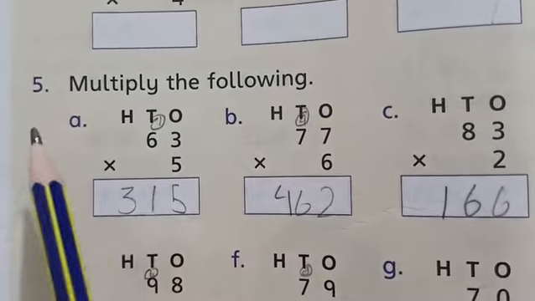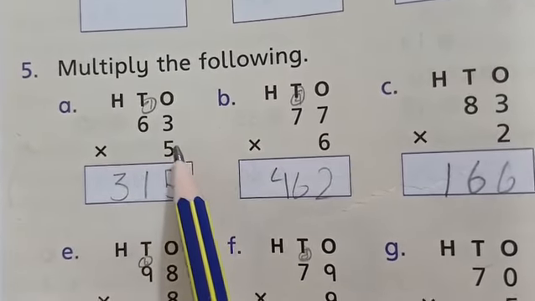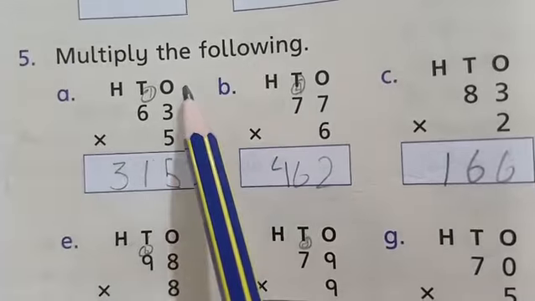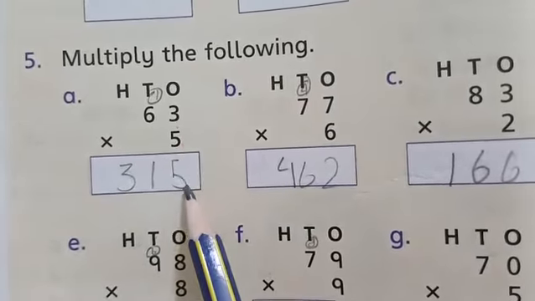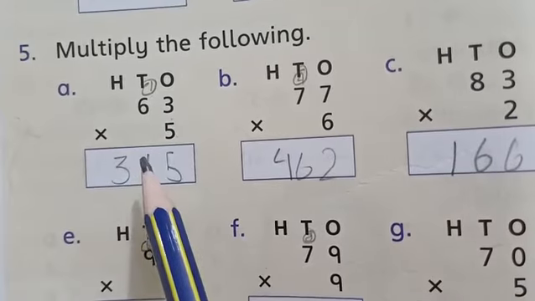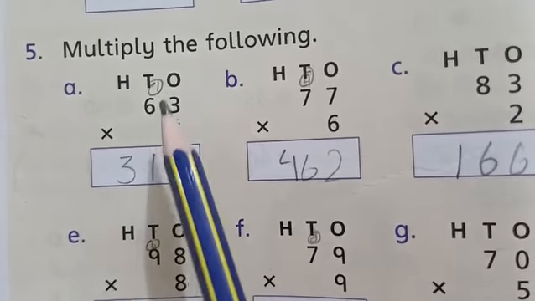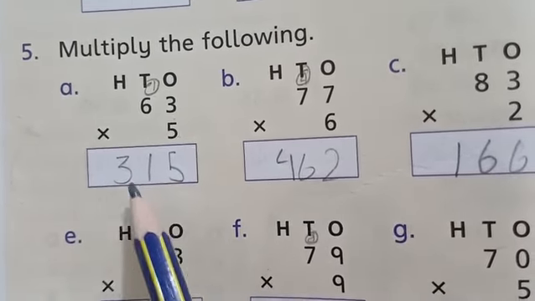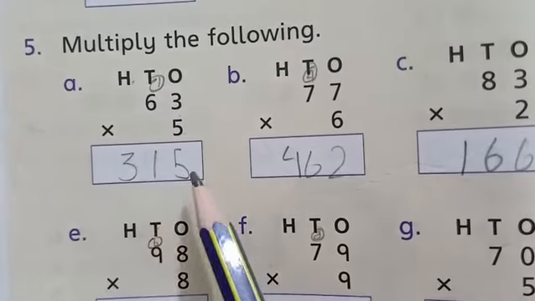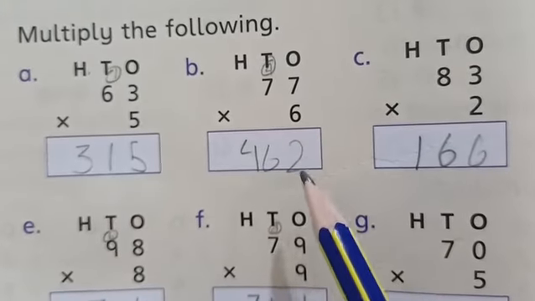Now look at question number 5. Multiply the following. 63 multiplied by 5. Again multiply ones values. 5 3s are 15. We write 5 here and 1 will be carried over. Now 5 6s are 30. 30 plus 1 is 31. It is 315.